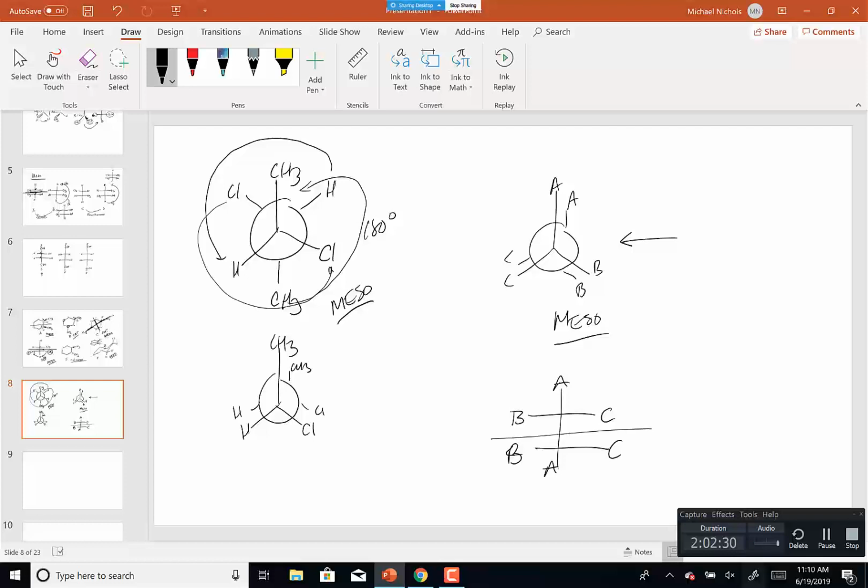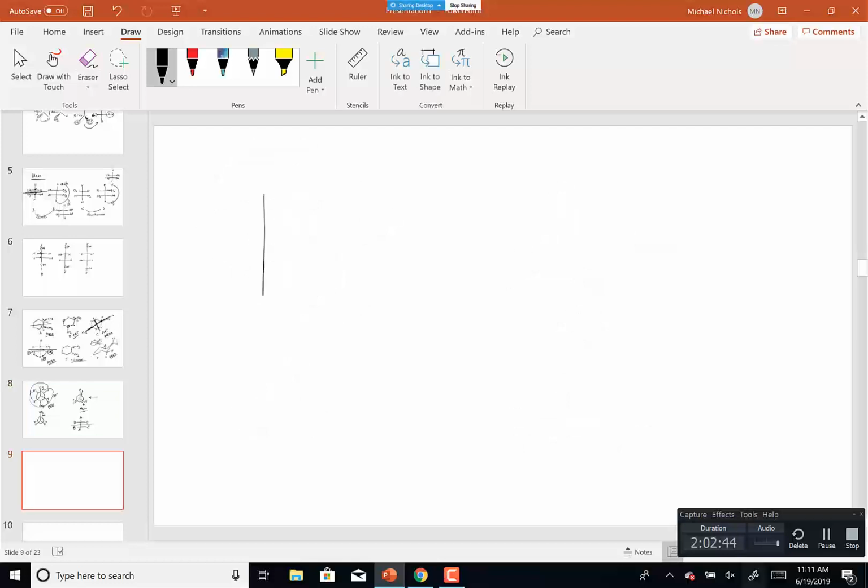Sort of with me? So you might say, okay, so if I gave you a pair of molecules like this, doing R and S will not help.